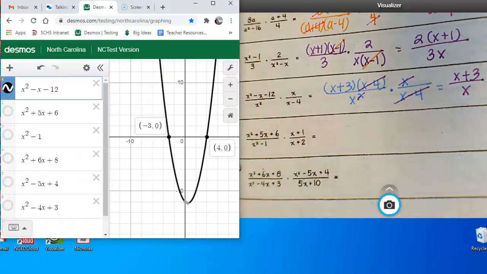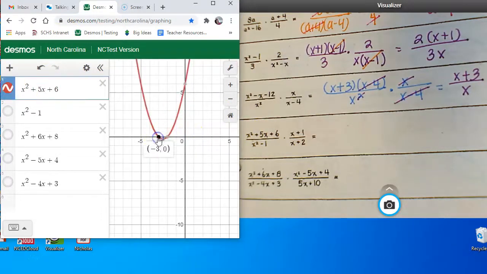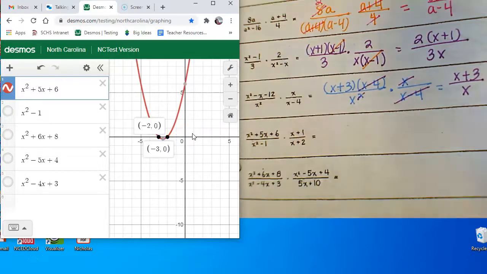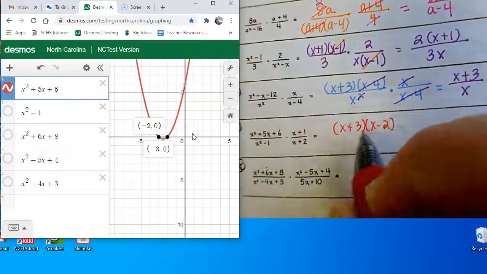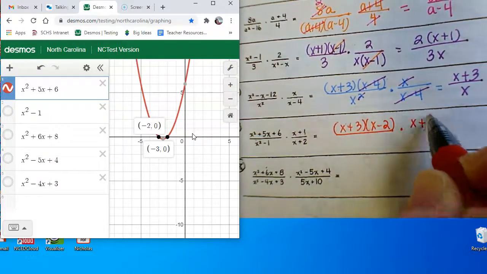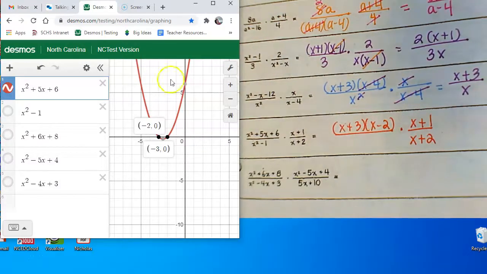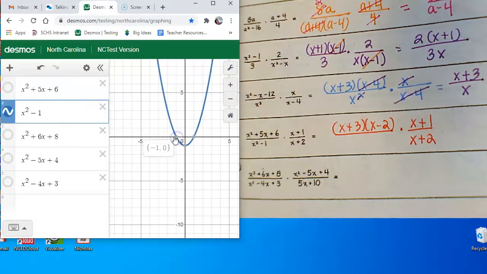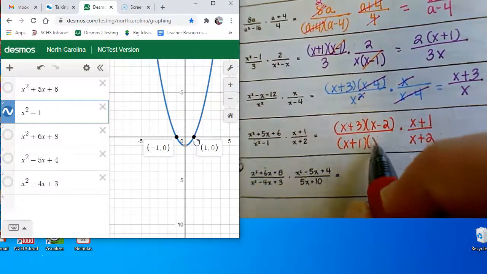Okay, let's look at the next one. So we needed to graph x squared plus 5x plus 6. Looks like there's two zeros, negative 3 and 2. So that would make x plus 3 and x minus 2. The x plus 1 and the x plus 2 over here will stay the same, but we do need to graph x squared minus 1. Looks like negative 1 and 1 are our factors, or zeros, and so we're going to make that x plus 1, x minus 1.